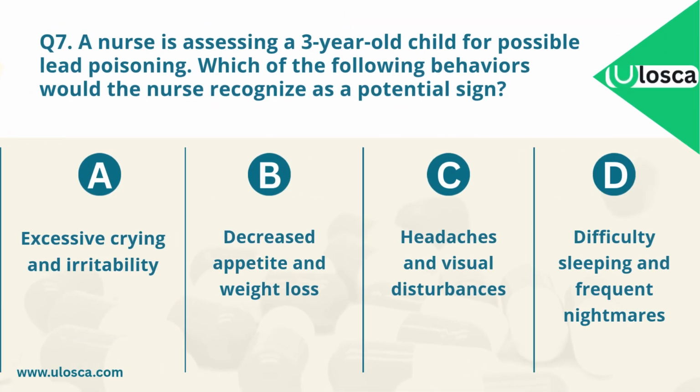Question 7. A nurse is assessing a 3-year-old child for possible lead poisoning. Which of the following behaviors would the nurse recognize as a potential sign? A. Excessive crying and irritability. B. Decreased appetite and weight loss. C. Headaches and visual disturbances. D. Difficulties sleeping and frequent nightmares. Which one is the correct answer?